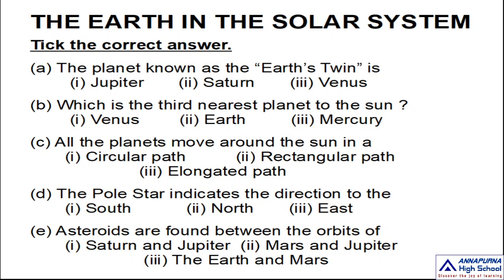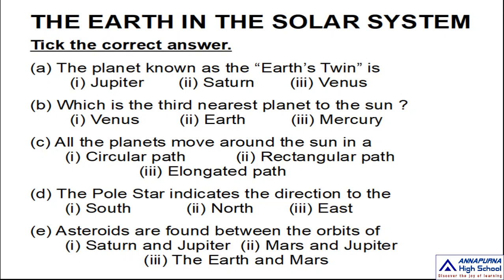Next one. All the planets move around the Sun in a dash. Planets don't have their own heat and light. That's why all planets move around the Sun in one fixed path. The shape of that path is elongated. All the planets move around the Sun in an elongated path. So tick the elongated path. That is the correct answer of the C bit.